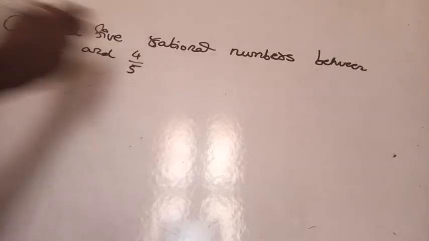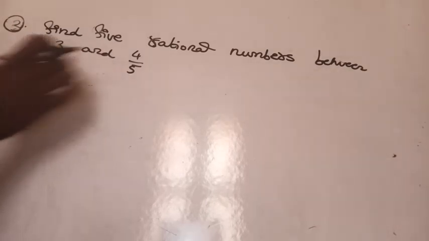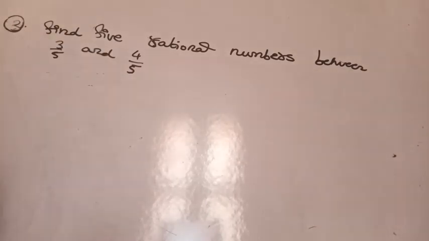3 by 5 and 4 by 5. So here it is given in a fraction. 3 by 5 and 4 by 5 are the two rational numbers. They ask you to insert 5 rational numbers in between them. First you have to check whether it is a like fraction or not. Yes, 3 by 5 and 4 by 5 are like fractions.